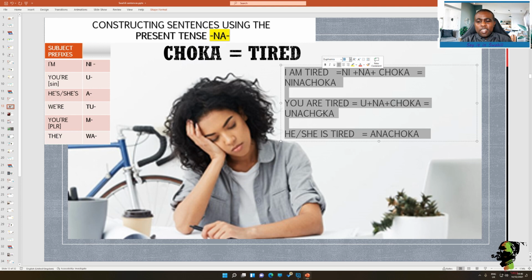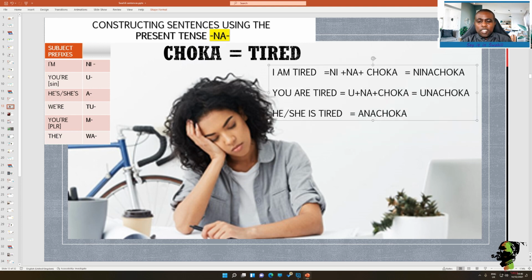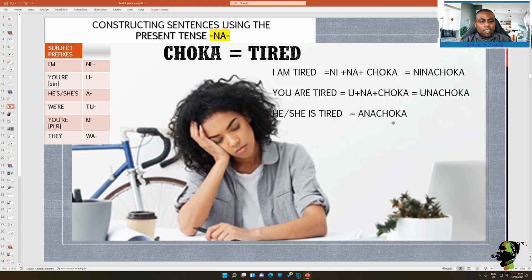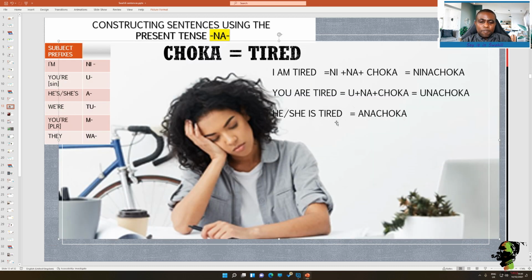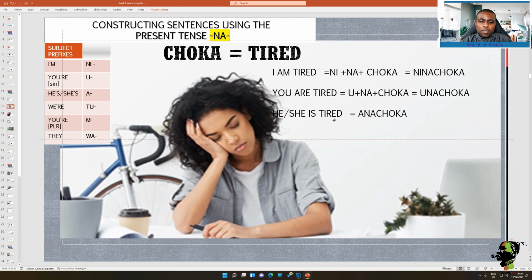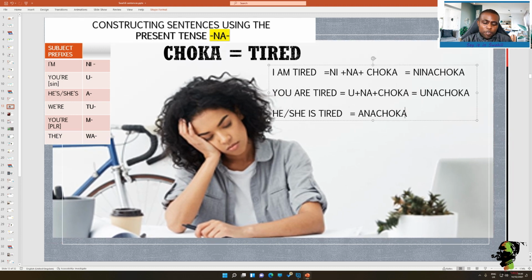Sante. Let's have a look at other sentences using the we and they, which will be nice sentences to construct together. So that sentence we're going to start, and it's going to be, we are tired.